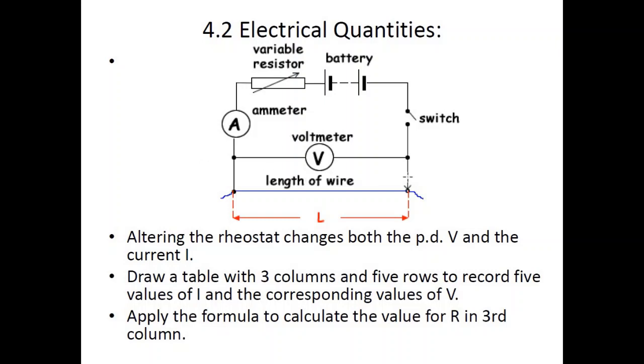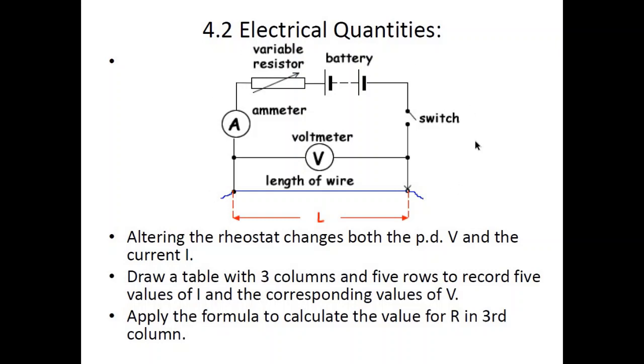Then we connect the voltmeter in parallel, and there is also a switch to turn the circuit on or off, and then we have a piece of wire. Altering the rheostat, the variable resistor, changes both the potential difference and the current in the circuit.